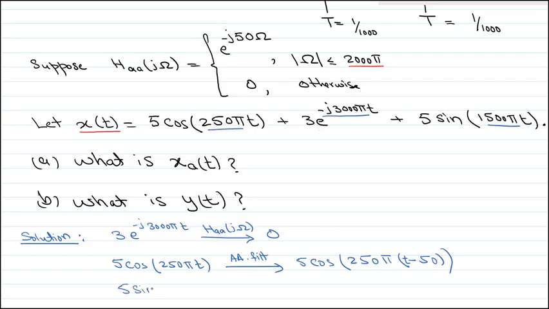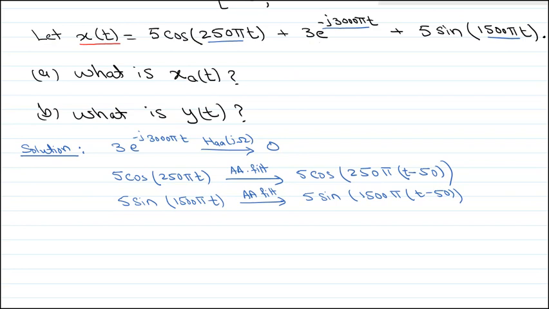Similarly, when I take 5 sine of 500 pi t and pass it through this anti-aliasing filter, I am again simply going to get the same signal back, but with a time shift of 50. Now, if you are wondering why I am dividing the input signal into 3 different parts, remember that we are doing LTI processing, and if the input is given by a summation of 3 signals, I can individually find out their outputs and then simply add the outputs of these 3 signals to get the total output.